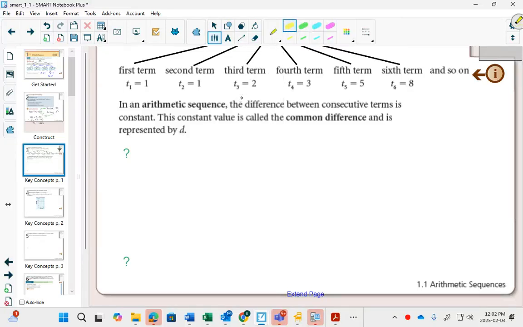And sometimes we highlight important definitions in our notes. So you can highlight that an arithmetic sequence, the difference between consecutive terms is constant, and we call that constant value the common difference, which we show with the letter D. So maybe you want to just highlight the main things. Maybe you're like, I love highlighting and want to highlight the whole sentences. You can do that as well.